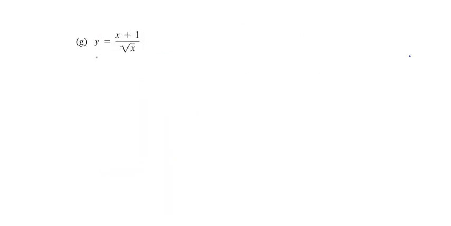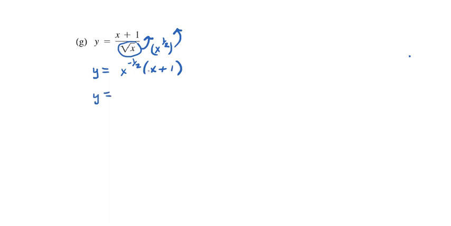All right, so here's another example where we're going to want to change this function and get rid of the denominator. Now, root x is x to the power of 1/2. So when this comes up to the numerator, that's going to be x to the power of negative 1/2 times x plus 1. Everyone see that?